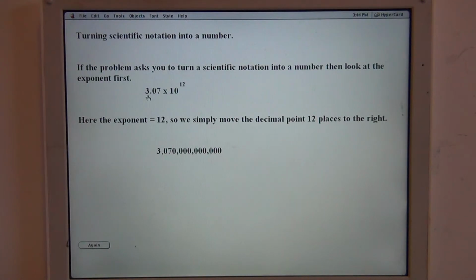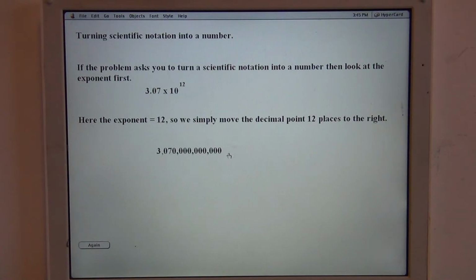So what we did when we looked at the scientific notation, we had the decimal point here, and then we looked at the exponent. The exponent was 12, so we knew that we had to count 12 places going to the right. Let's watch it again. 1, 2, 3, 4, 5, 6, 7, 8, 9, 10, 11, 12. And that way we have converted this scientific notation into the number.